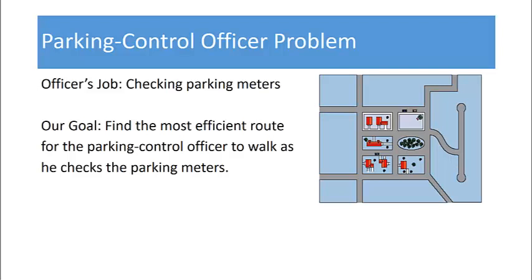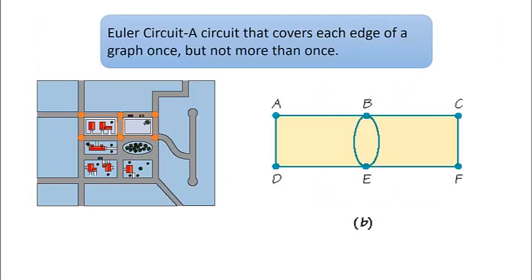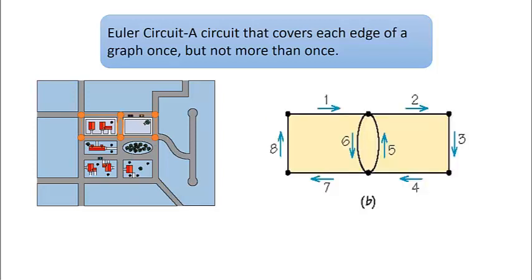And to answer this question, we turned our street network into a graph and looked for something called an Euler circuit. So an Euler circuit is a circuit that covers each edge of a graph once, but not more than once. A circuit, recall, means that we must start and stop at the same vertex, because in the case of our parking control officer, he or she needs to return back to their car, right? So we're looking for a path that starts and stops at the same vertex and covers each edge of our graph exactly once. And in this case, here was an example of an answer that we found.